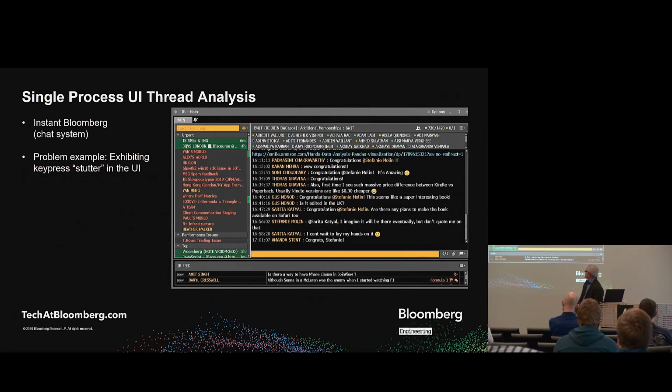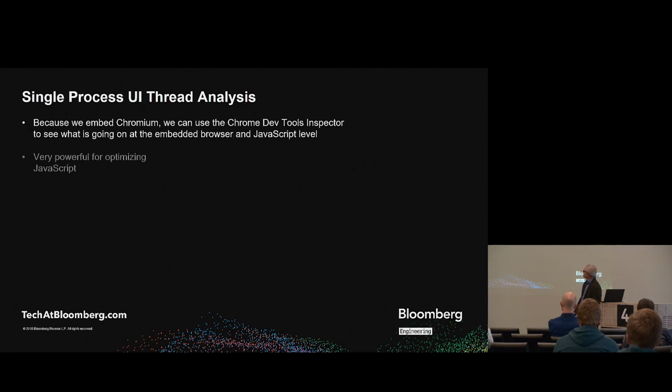It's kind of what I just said there, actually. So here's a very quick example. This is our instant message system, and I'm typing here, and it feels jerky. So why is that? How can I actually analyze that?